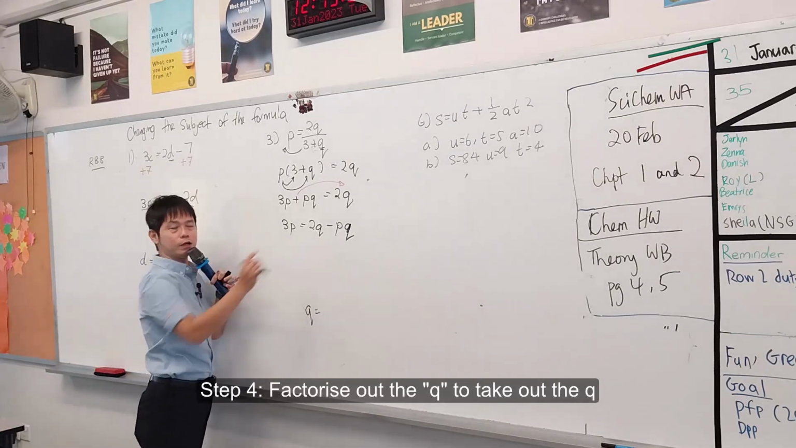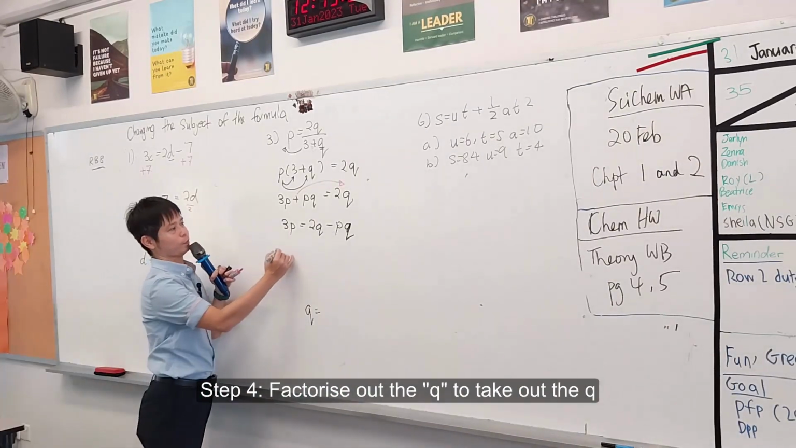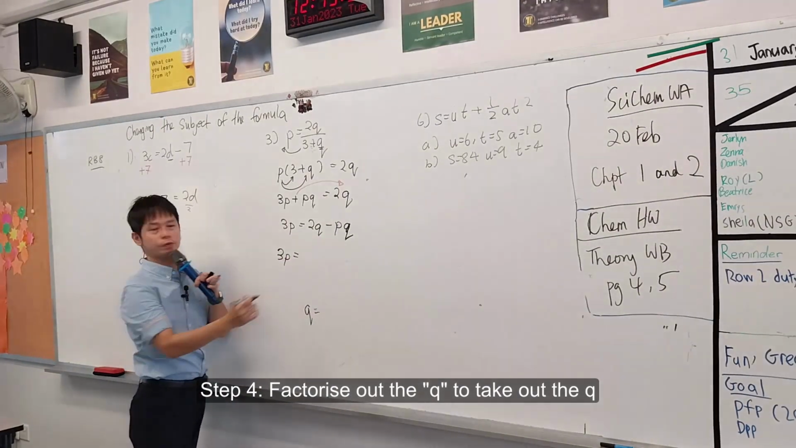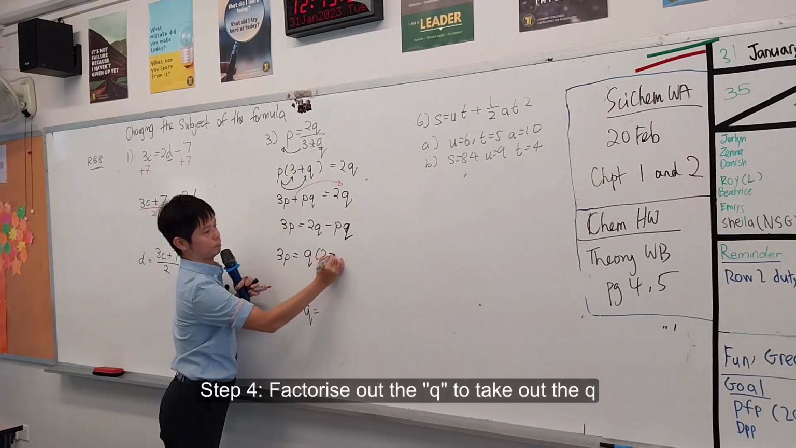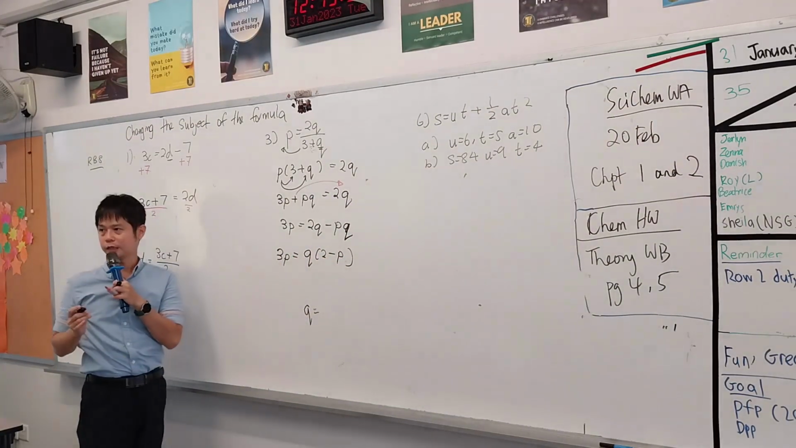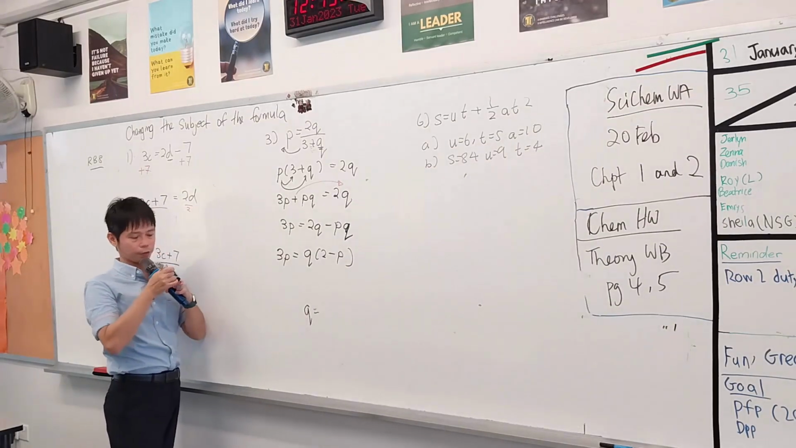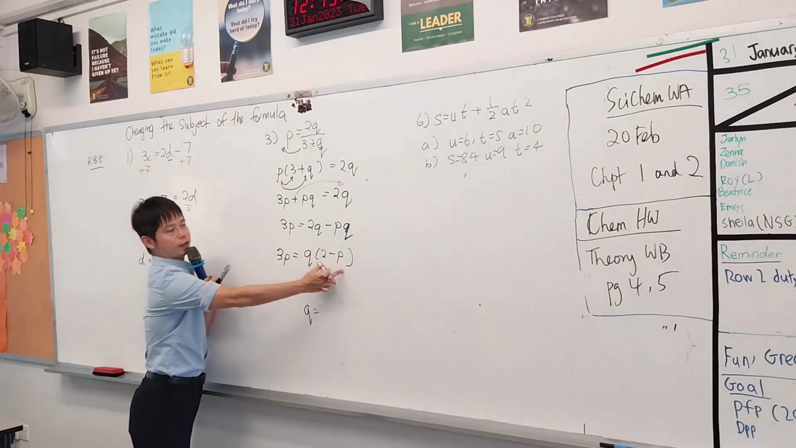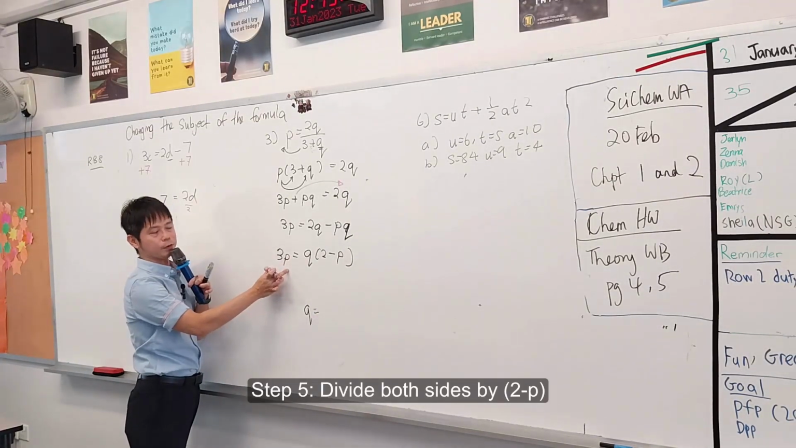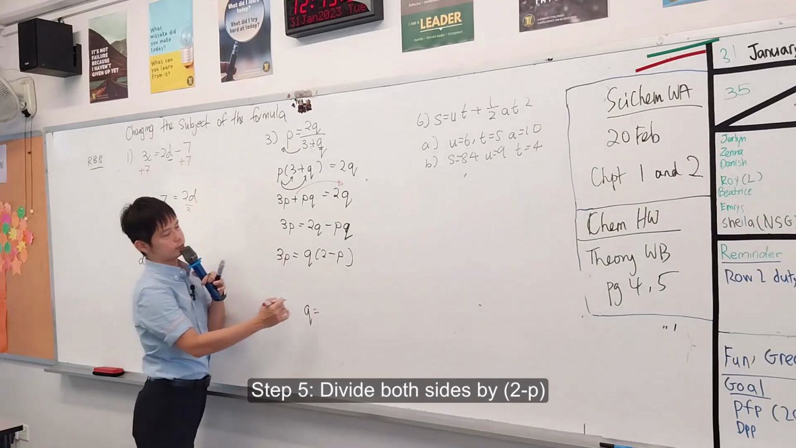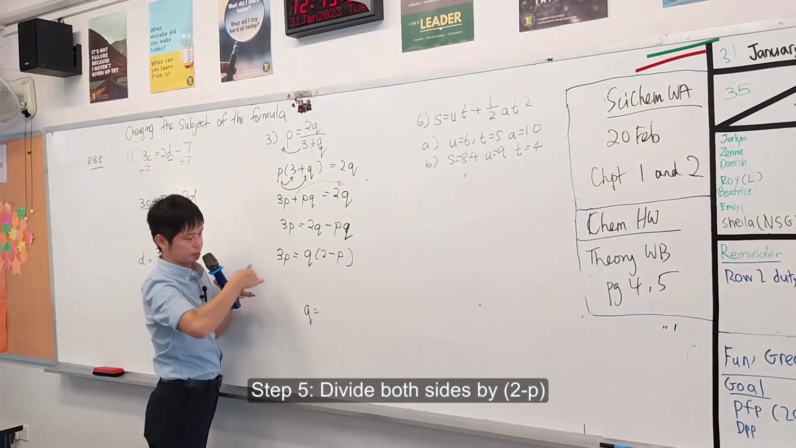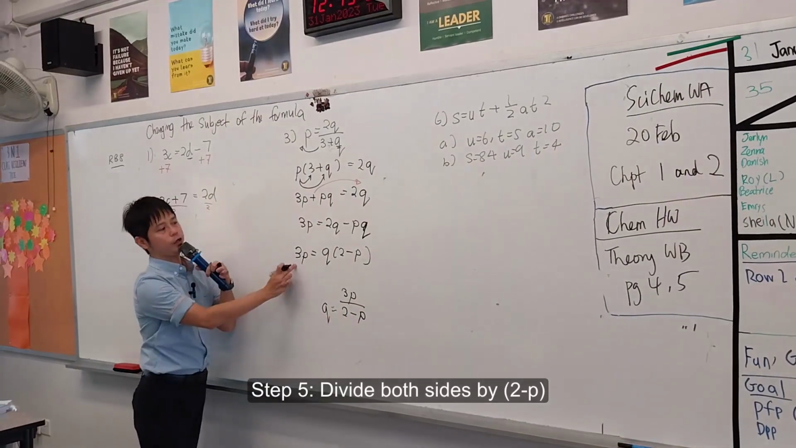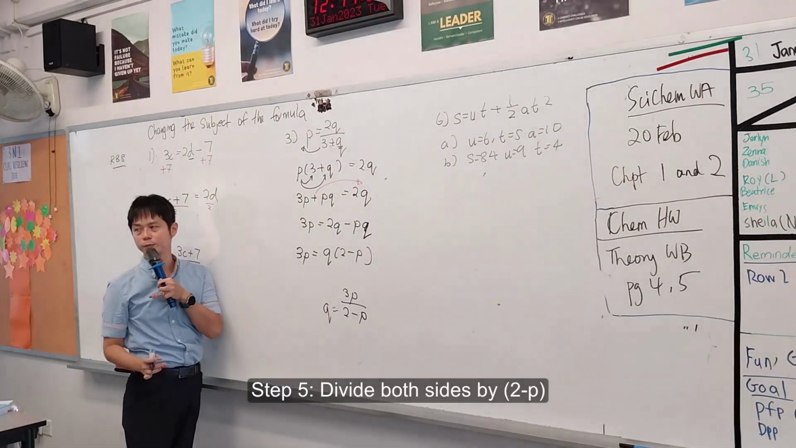So what do you do? In order to isolate the Q, I have to factorize out the Q. Okay, now the final step. Okay, later we will recap. The final step, I will have to divide away this term. Divide away this term. You realize that there's only Q on one side. So I have 3P over 2 minus P. 3P over 2 minus P.